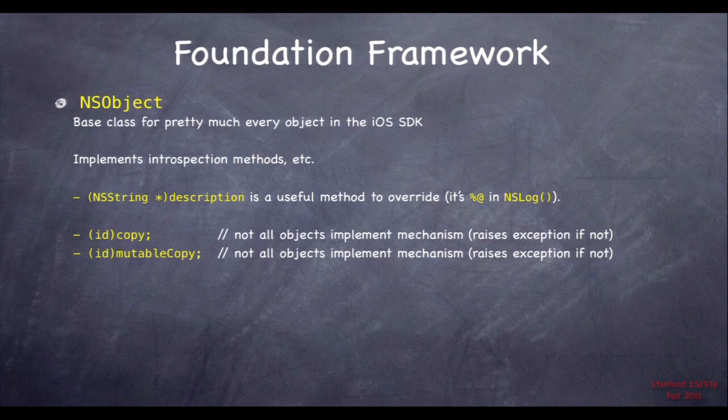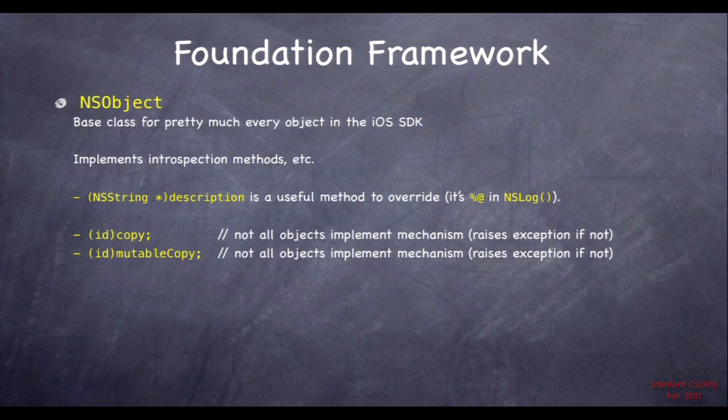It has +alloc, of course, that class method that allocates space for it. It has all those introspection methods, respondsToSelector and isKindOfClass. It has description, which we use to create the description of an object, so we could NSLog it to the console, for example, and usually classes override description to provide a nice description of themselves. It has methods copy and mutableCopy.